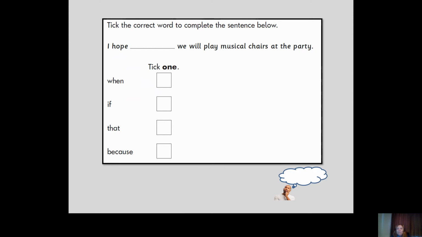I hope that we will play musical chairs at the party. That sounds good. Do you think that could work? It could, but always check them all. I hope because we will play musical chairs at the party. It's that, isn't it? Okay, and I would always encourage them to try with each of them, because you never know. Don't leave the last one, because it could be the last one. Read through them all and then choose your best fit. Okay.